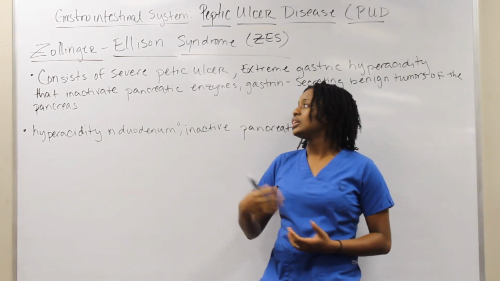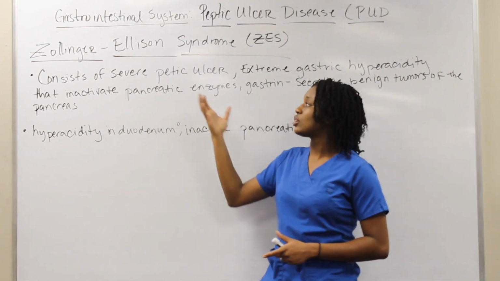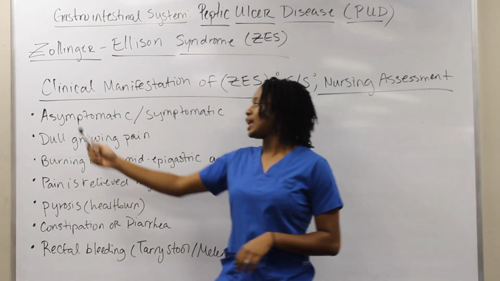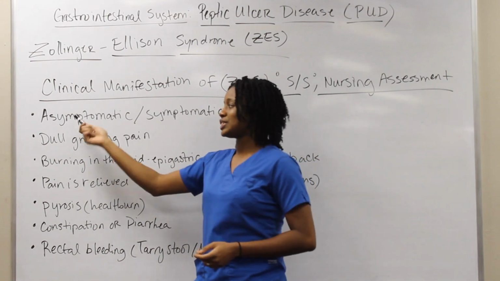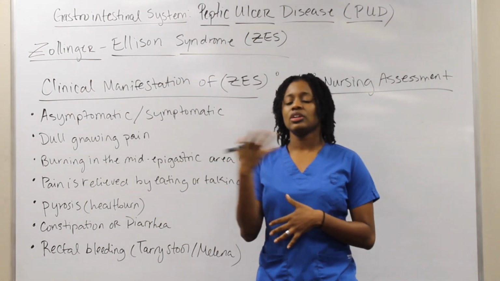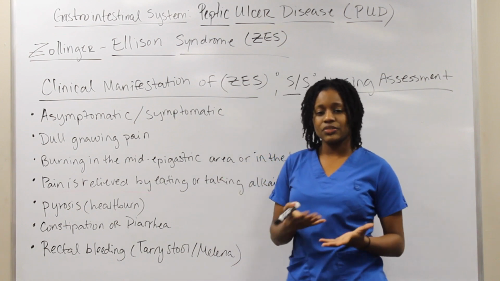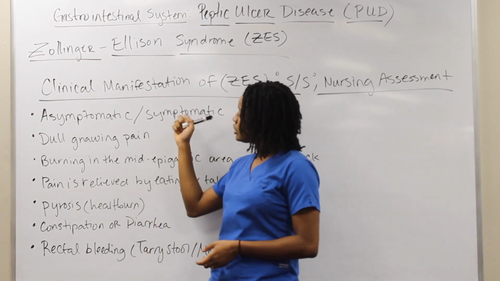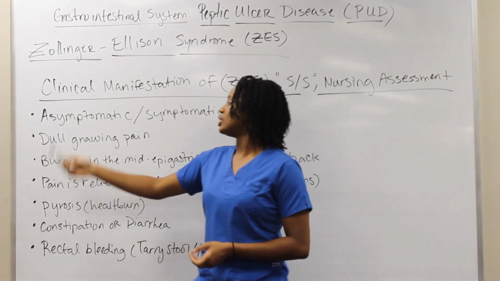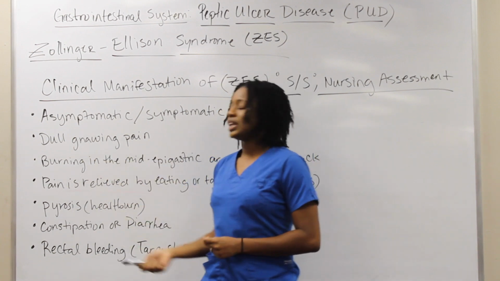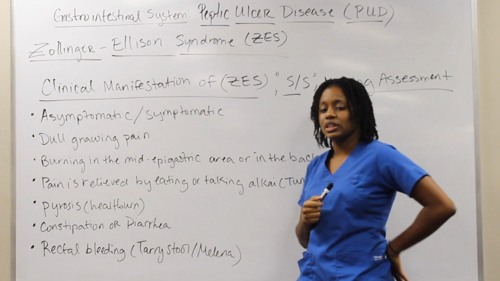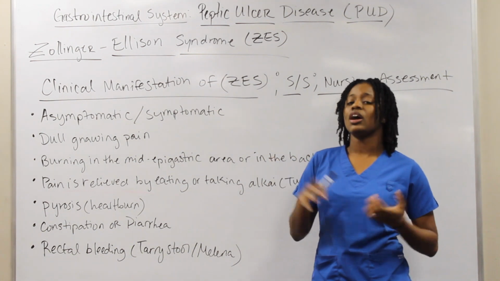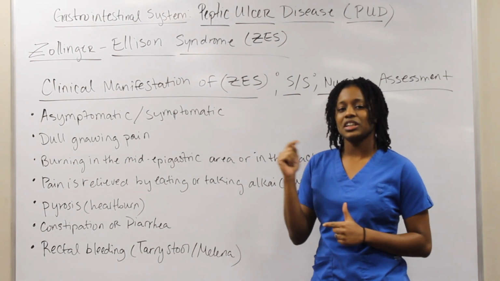So we're still on peptic ulcer. This is just a severe case of a peptic ulcer that is called ZES. The clinical manifestations of ZES are going to be either asymptomatic or symptomatic. If it's asymptomatic, that means there are no symptoms. They go through their regular day-to-day activity, and there are no signs of any distress. But if they are exhibiting symptoms, they are going to have dull gnawing pain, burning in the mid-epigastric area or in the back. The pain is relieved by eating. That is the big key thing, and remember that because they like to ask questions about that.